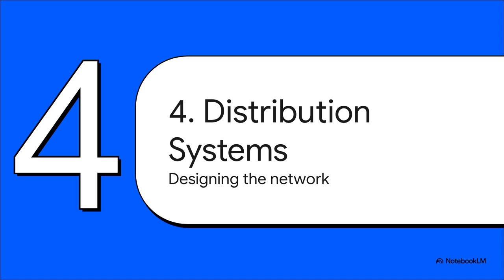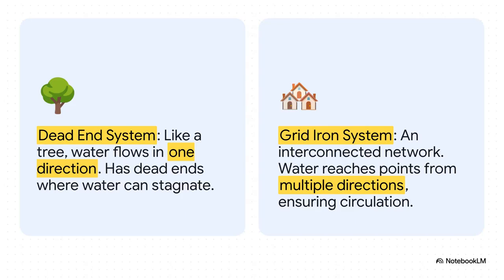So, we've gotten the water from the source, we put it in a pipe, and we know how to calculate its energy loss. Now for the final leg of the journey, getting it to everyone's homes. This is where we design the distribution system, the web of smaller pipes that looks like a city's roadmap. Another classic comparison for your exam.